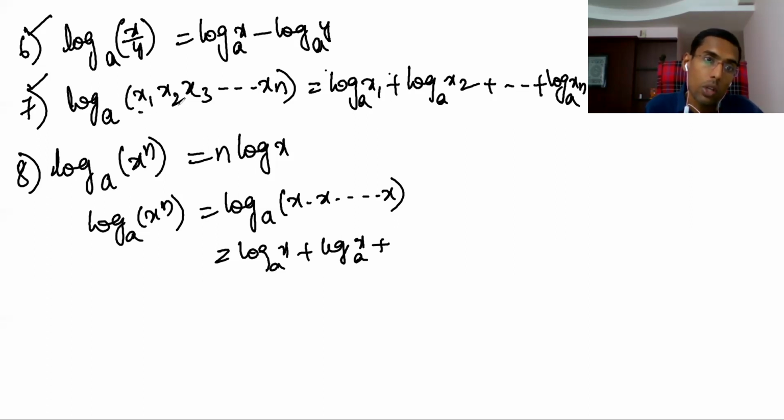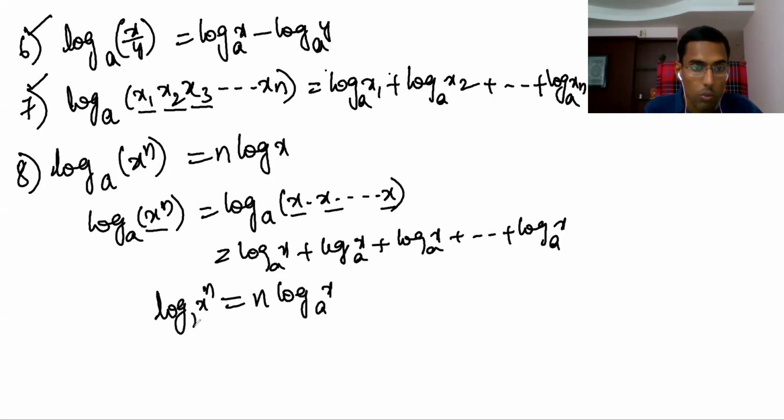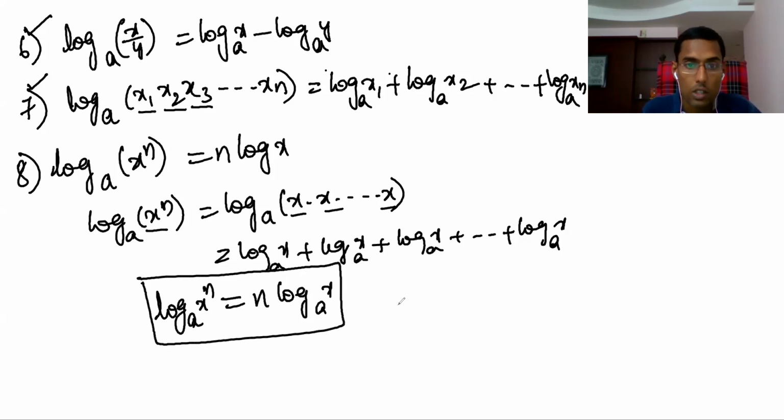In the place of x1, x2, x3, you put n x's, that is x to the power of n. You can write log x1 means log x, log x2 means log x, log x3 means log x, so on up to log x to the base a. That means n times log x to the base a. This is log x to the power of n to the base a. You can write n log x to the base a. That's 8.